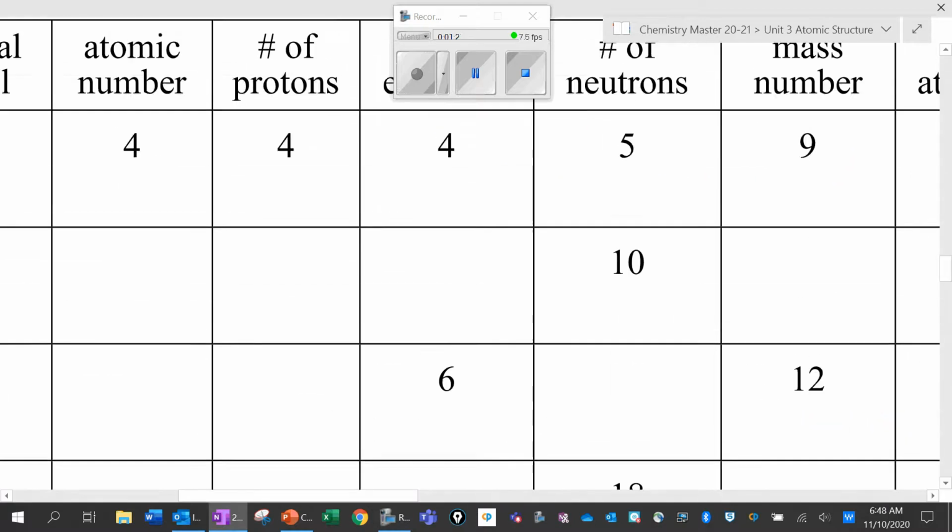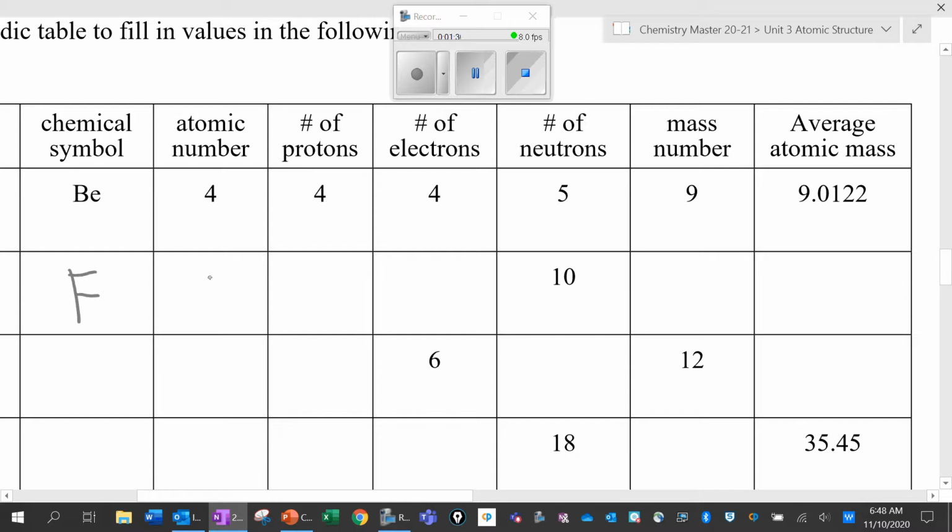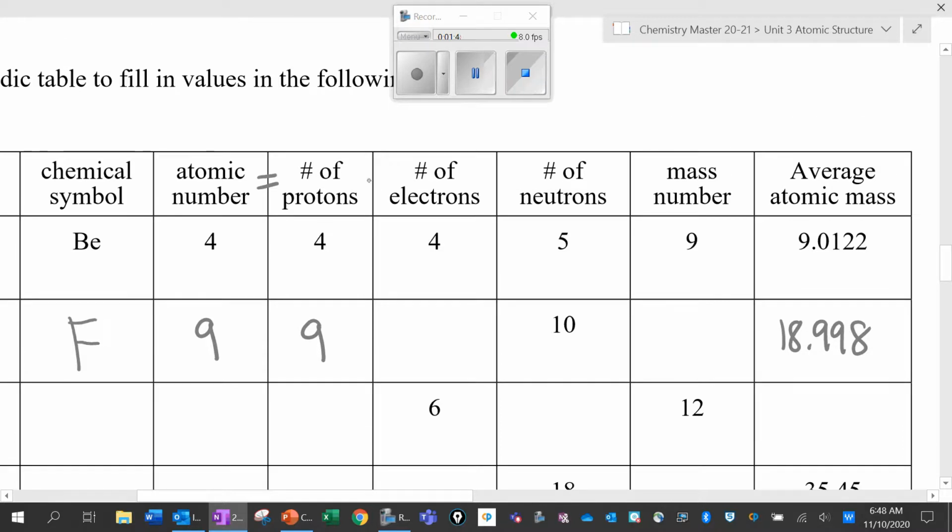So for fluorine, we've got an atomic number of 9, average mass is 18.998, and the atomic number is equal to the number of protons. So if the atomic number is 9, that means we have 9 protons. And for these atoms that we're looking at, we're assuming that atoms are neutral, meaning they have no charge, which means the number of positive protons needs to equal the number of negative electrons. So the number of protons is going to equal the number of electrons. So I've got 9 protons, I've got 9 electrons.